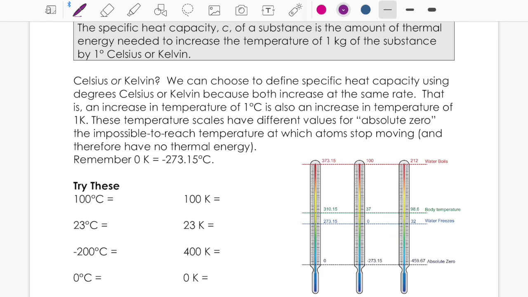Celsius and Kelvin both increase at the same rate, so we can use either one. They just have different set zeros. 0 Kelvin is equal to negative 273.15 degrees Celsius. If we're converting from Celsius to Kelvin, we'll just add the 273.15. If we're going from Kelvin to Celsius, we're going to subtract. I'll have the answers up here on these.